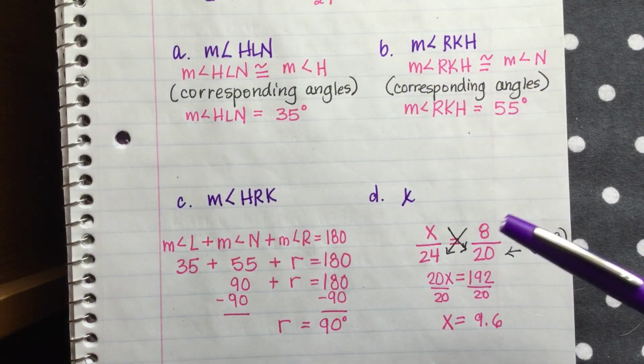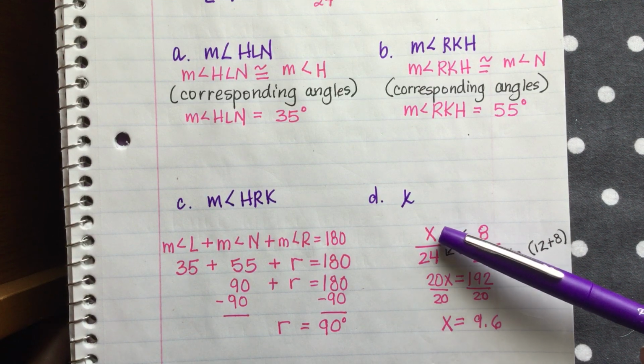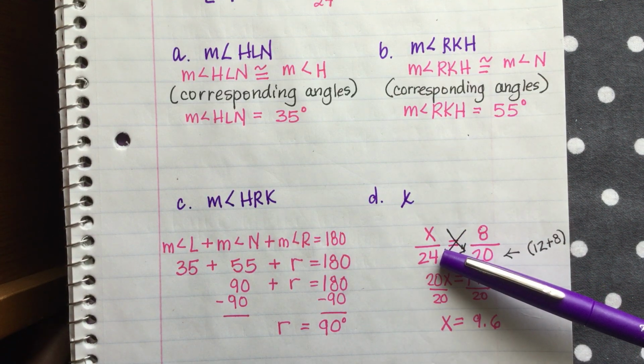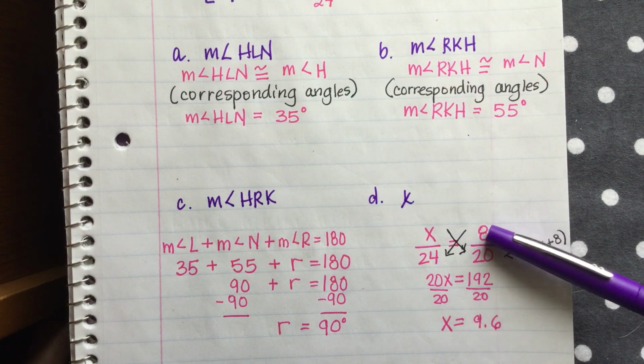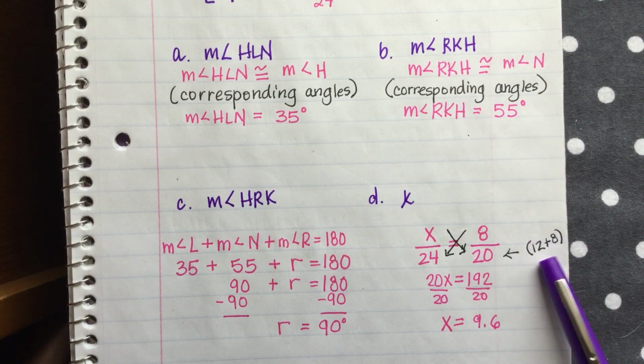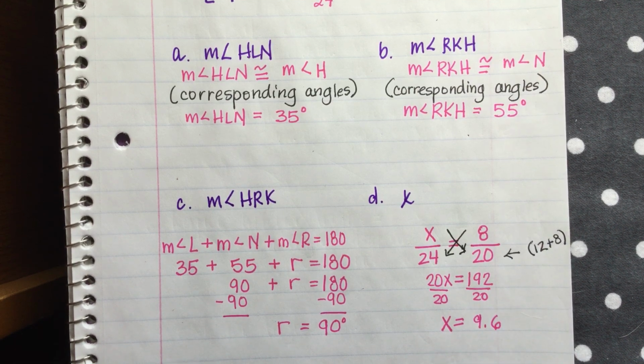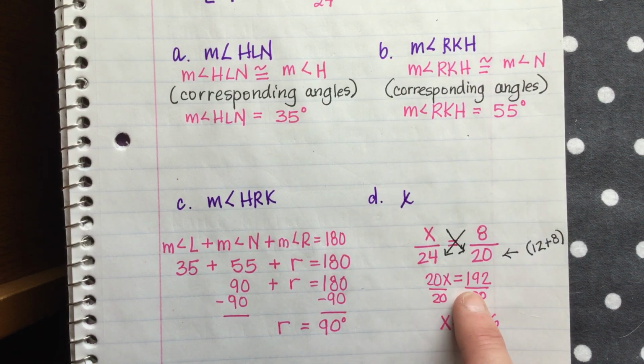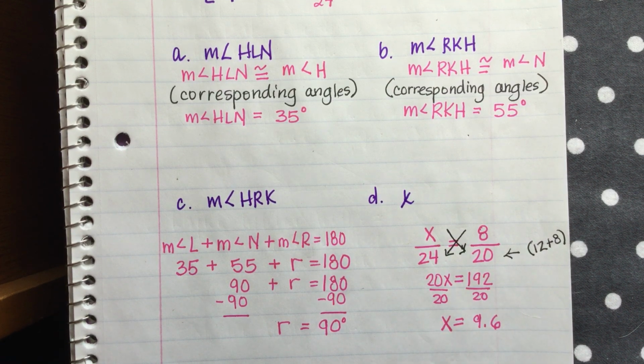So if I set up that same proportion, x is in relationship to 24 in the same way that 8 is in relationship to 20. And again, I got that by adding the 12 plus 8. I'm going to do my cross multiplication, which gives me 20x is equal to 192. Divide by 20, and x is 9.6.